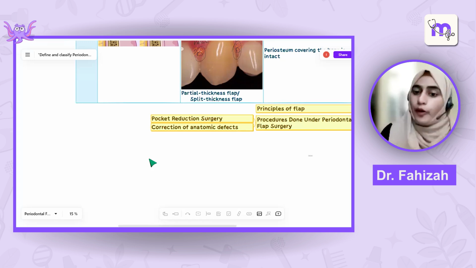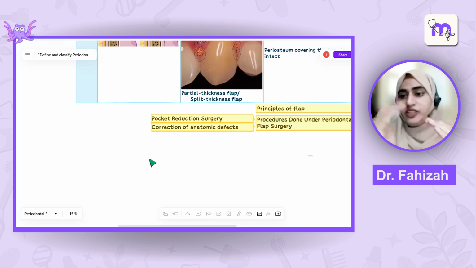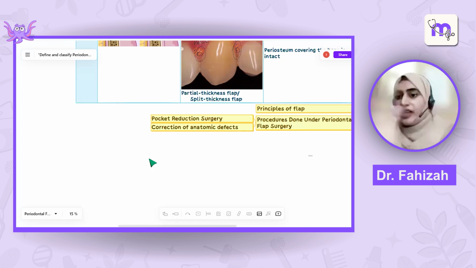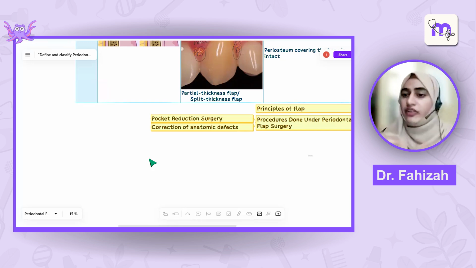One is pocket reduction surgery. There is a periodontal pocket which is more than 4 mm deep, and to reduce that, you're doing some kind of surgery. So that comes under one section. The second section comes under different kinds of anatomic defects, like you have probably a bulge or recontouring of the bone or crown lengthening. All that comes under anatomic defects. In broad terms, let me just explain what these are.